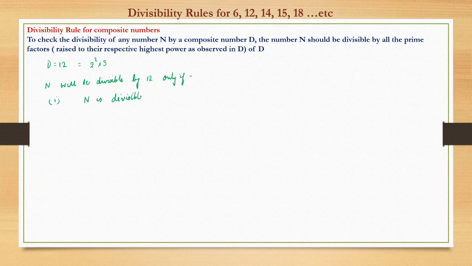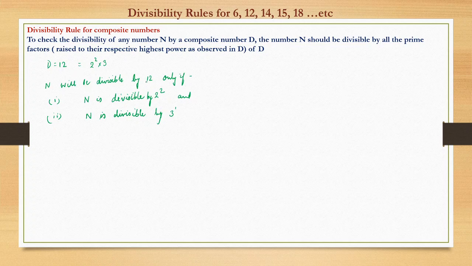n is divisible by all the prime numbers of D raised to the highest powers. So in this case 2 is a prime number and we raise it to the highest power present there, that is 2 raised to power 2. So n is divisible by 2 raised to power 2, and n is divisible by another, which is 3 raised to power 1. If both the conditions are satisfied, then n will be divisible by 12.